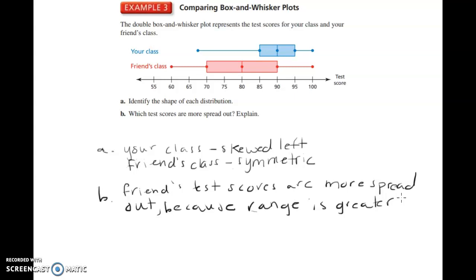And we also talked about the shape of a distribution. Skewed left means we have a really long left whisker here. Symmetric, they're about the same. Skewed right would be if I had a box and whisker plot that had a really large whisker on the right.